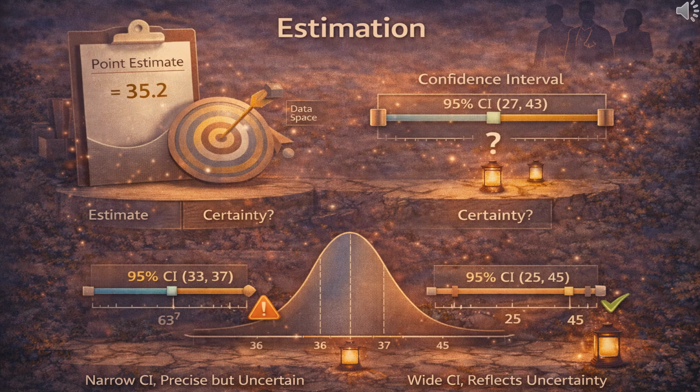When you look at a Bootstrap distribution, you can see whether your estimate is stable, whether it is skewed, and whether it is sensitive to a small subset of influential observations. For example, if the Bootstrap distribution is wide and irregular, it suggests the estimate is unstable and may depend heavily on which observations are included.